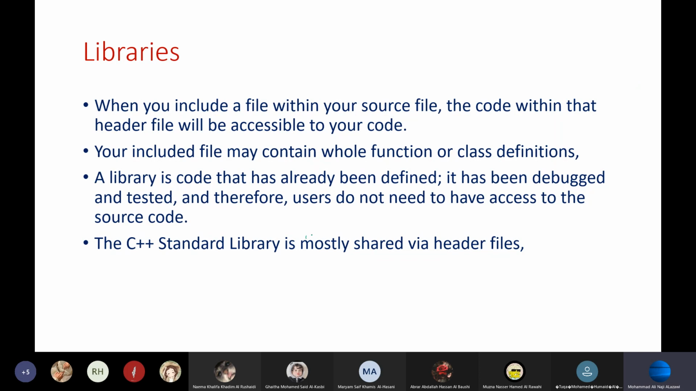Libraries, this is the last part of this. We explained the header file. When you include a file within your source, like here, include iostream, that means you include all the code written in this file in your code. The code within that header file will be accessible to you. Your included file may contain whole function or class definitions, so you don't know what's written there.